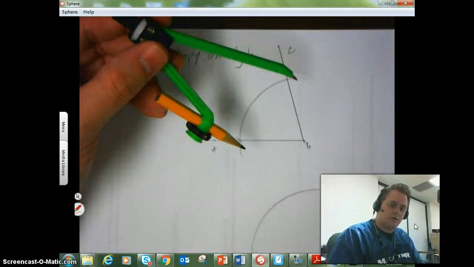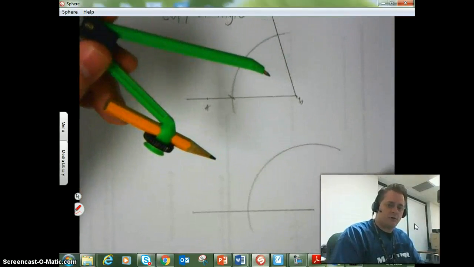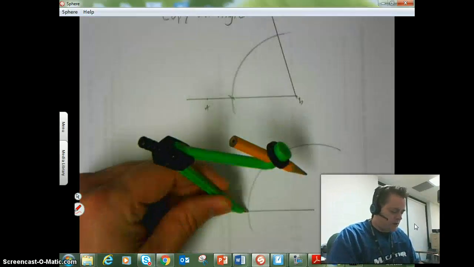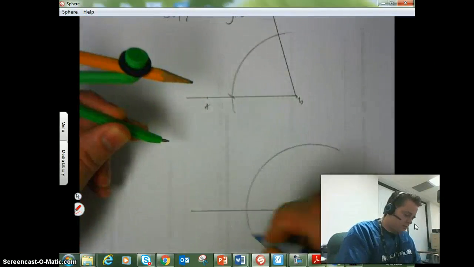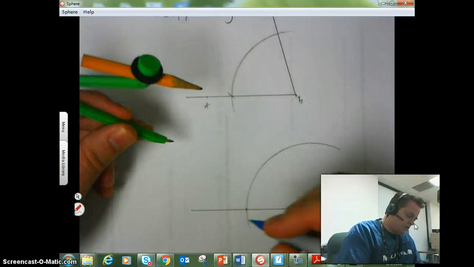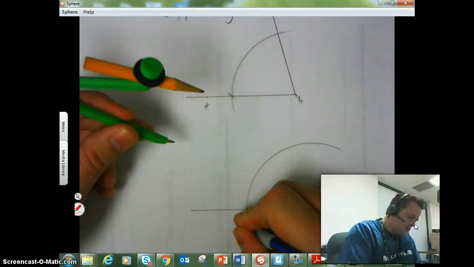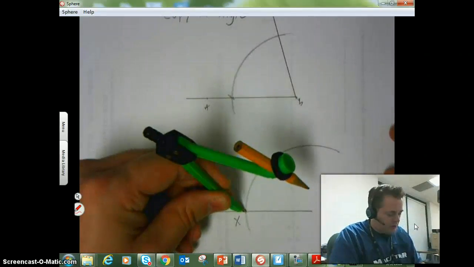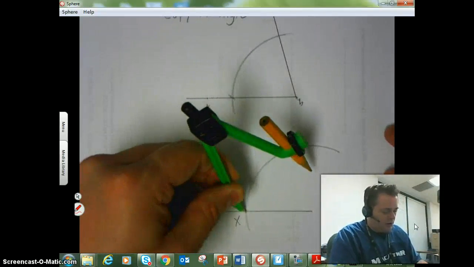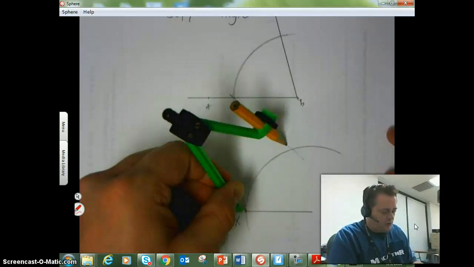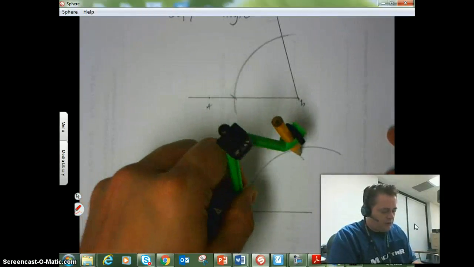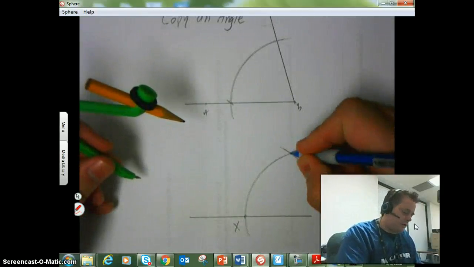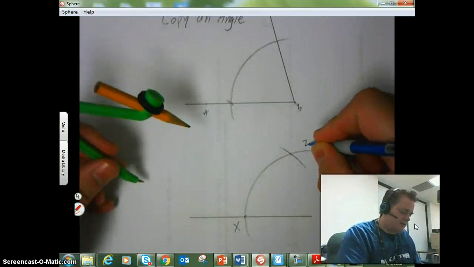Since I don't want to turn the paper completely upside down, I'm going to have to use my left hand here. And I'm going to place the point here. So we'll just go ahead and name this intersection. We'll call this point X, just why not? And I'm going to place my point here, and I will now draw another arc to see where it would intersect the first one that I drew.